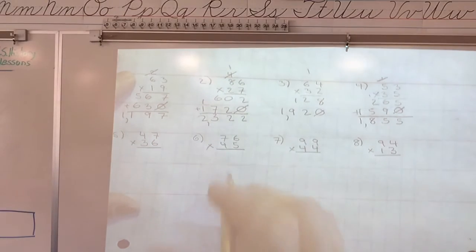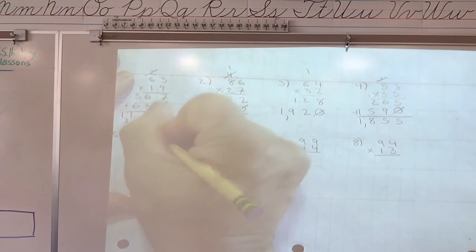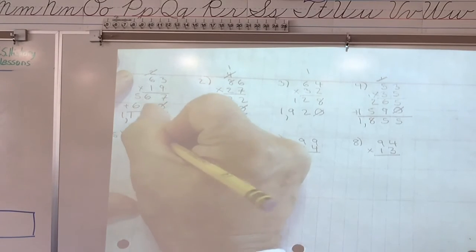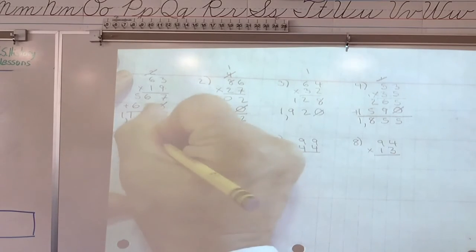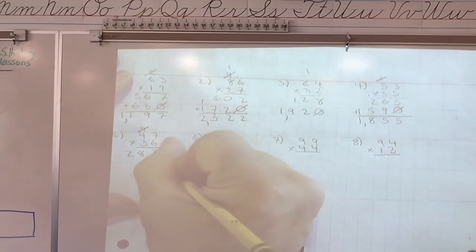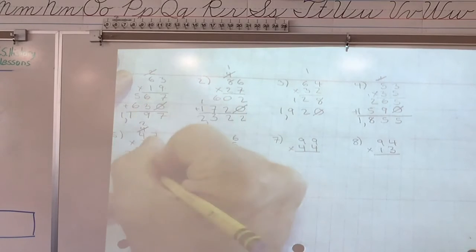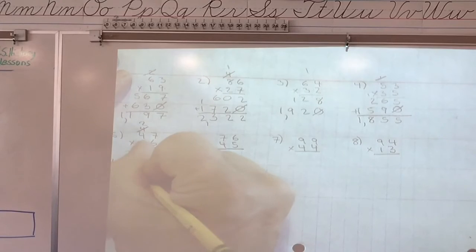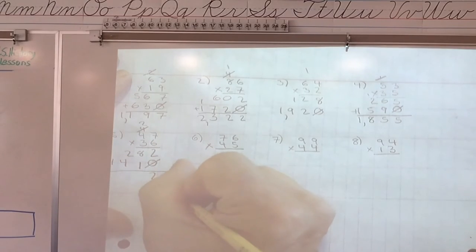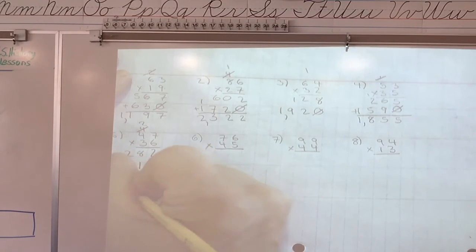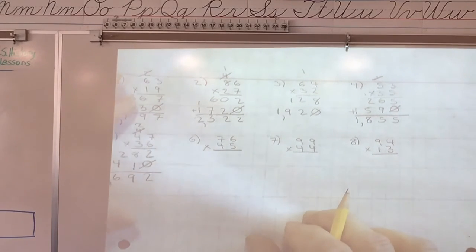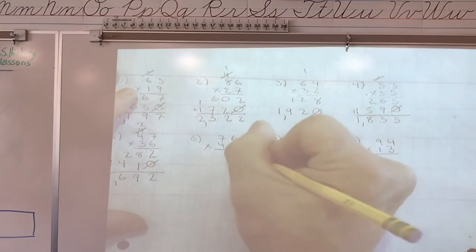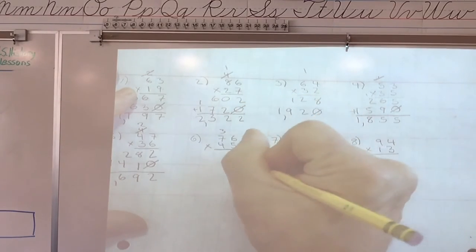Next one, 47 times 36. 6 times 7, 42. 6 times 4 is 24, plus that's 28. Cross it out, put my 0 in. 3 times 7 is 21. 3 times 4 is 12, 13, 14. And I get 1,692.